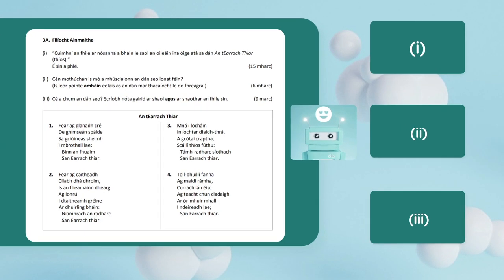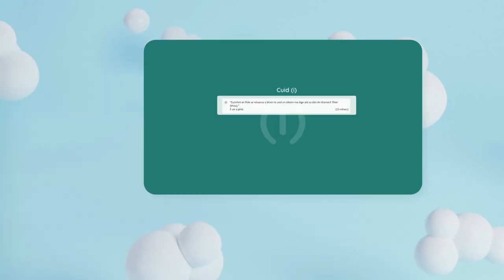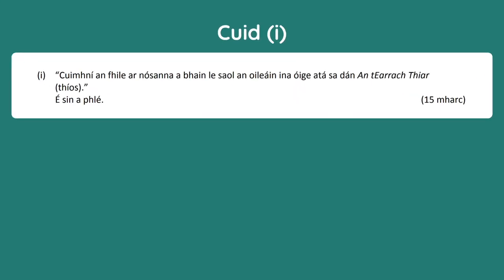Now, jumping right into An t-Oileán, this was a well-anticipated question, students and teachers alike. Also, it's quite a kind question, it's pretty straightforward, as we will see as we dig through it. The question asks about the memories of the poet growing up on the island. Fairly straightforward.